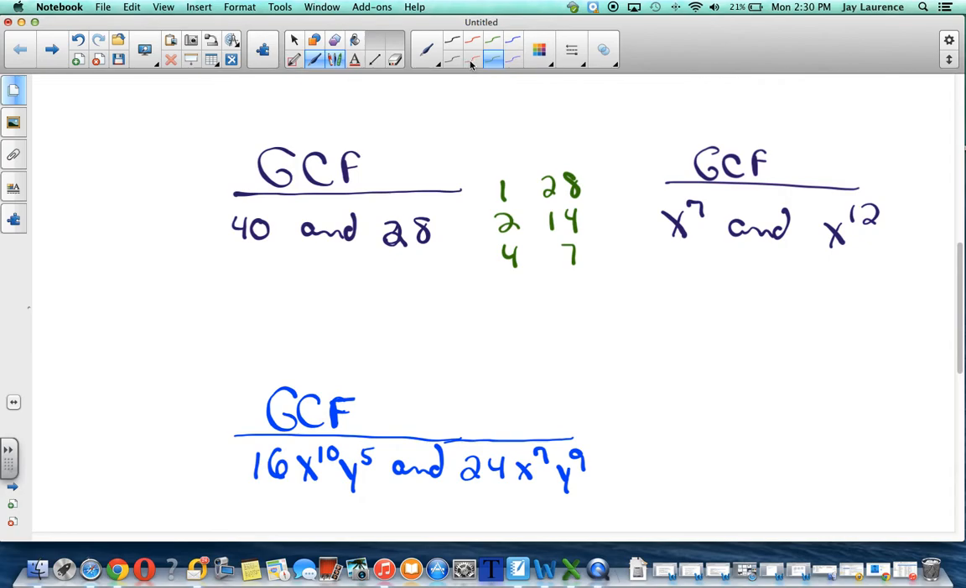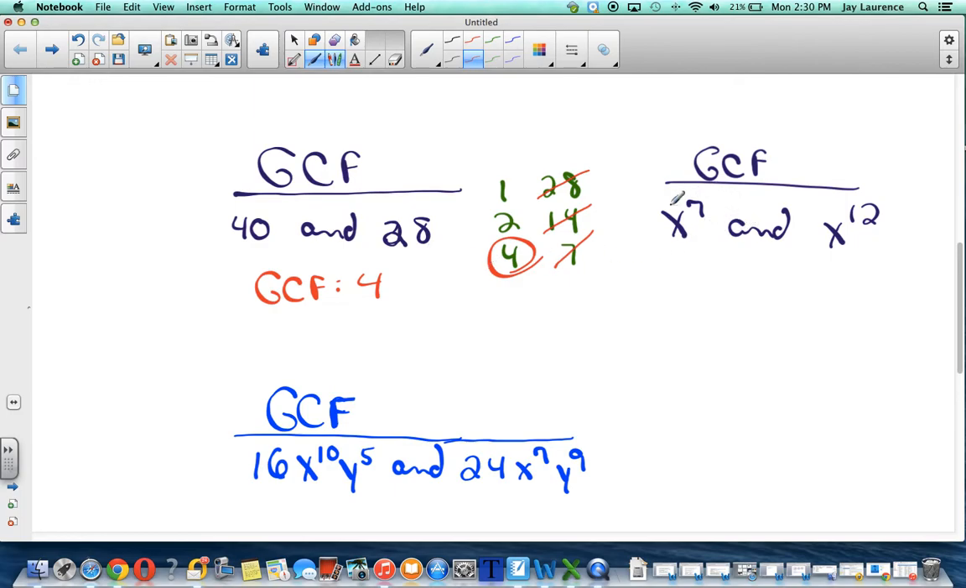So now to find the GCF, I'm going to do 28. See if it goes into 40 evenly. No, it does not. Does 14 go into 40 evenly? Nope. 7? No. 4 does. 4 is my GCF. The GCF of those two numbers, not the GCH, the GCF. Sorry about that. The GCF of those two numbers is 4.